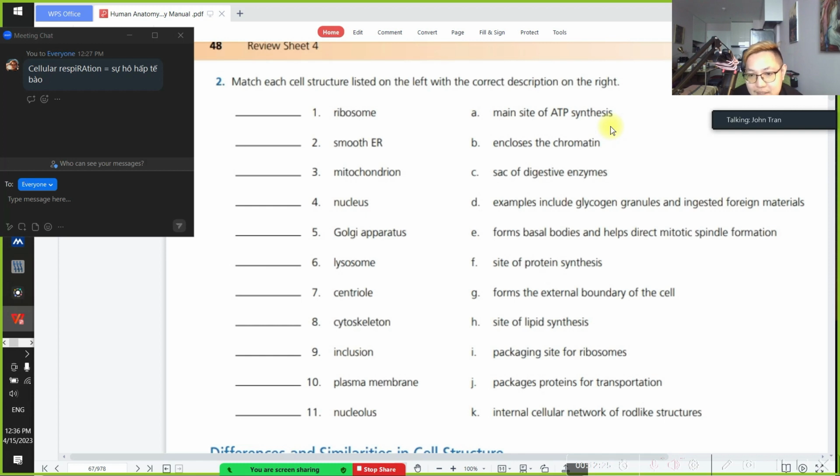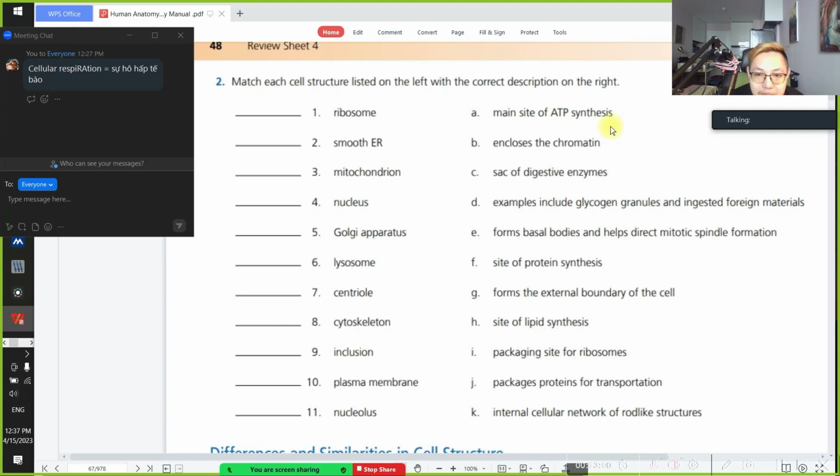What is a packaging site for ribosomes? Cái vị trí mà nó đóng gói cho cái ribosomes. The packaging site for ribosomes. Centrally. Cái số 7. Century. No, it's not. Inclusion. Cái J nè. The J packages protein for transportation, that is Golgi, right? Golgi apparatus. Đóng gói protein để mà vận chuyển, nó chính là Golgi apparatus, isn't it?